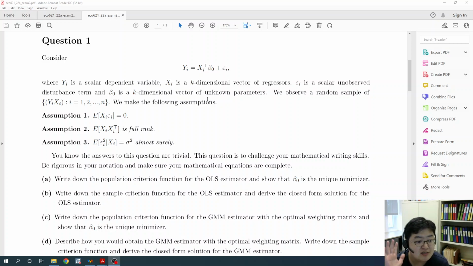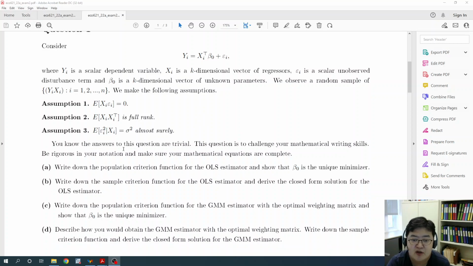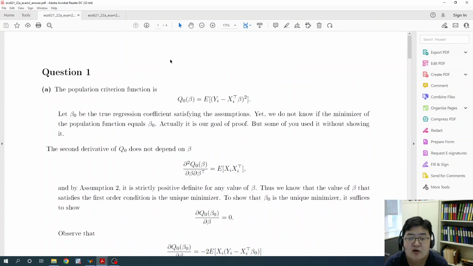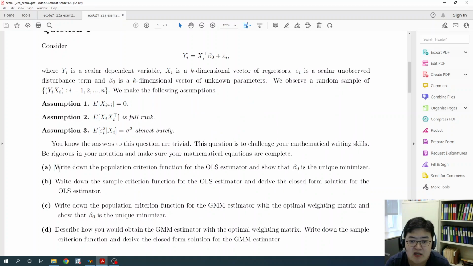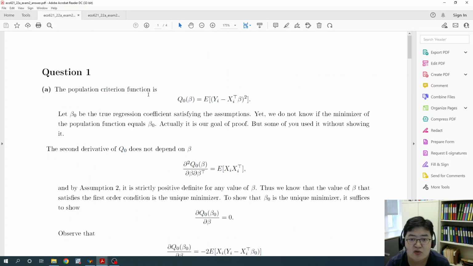As you know, this question is pretty trivial. There is nothing special. Everything is standard, and I'm asking you very simple questions. So simple, but still many of your answers are not satisfactory. Let me just show you what you had to do. First, write down the population criterion function and show that beta 0 is the unique minimizer. Here I define a criterion function this way.